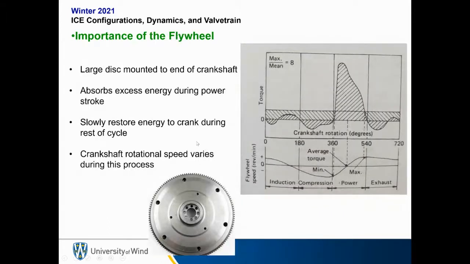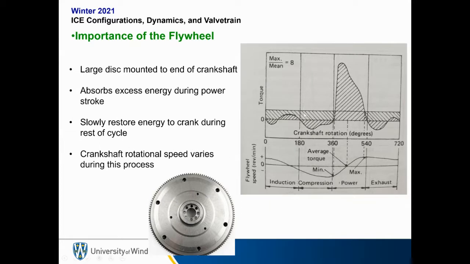That's why we need what's called a flywheel. This is a large disc mounted to the end of the crankshaft, and it absorbs excess energy during the power stroke, and this energy is slowly returned during the rest of the engine cycle. In other words, it's a buffer to smooth out the power.